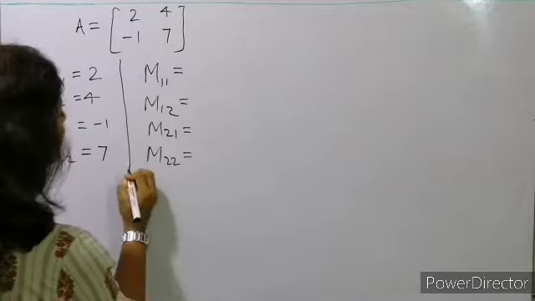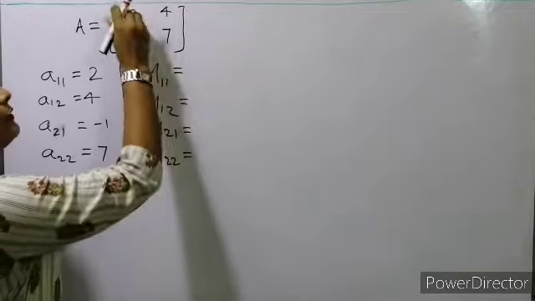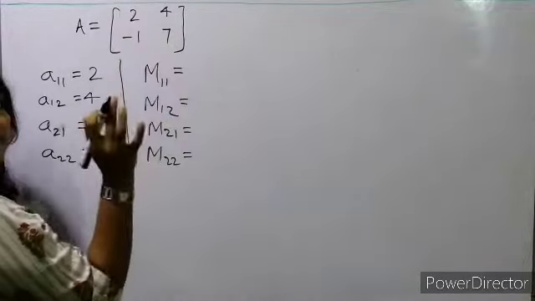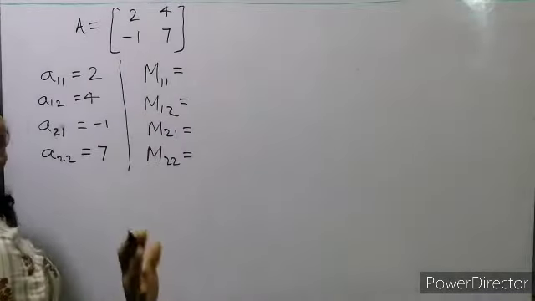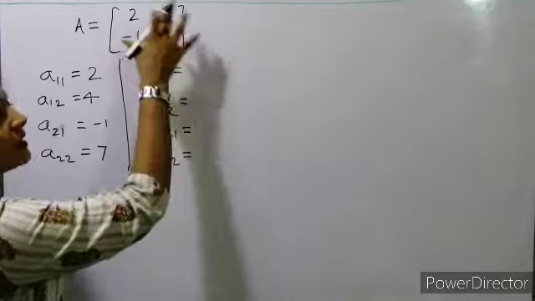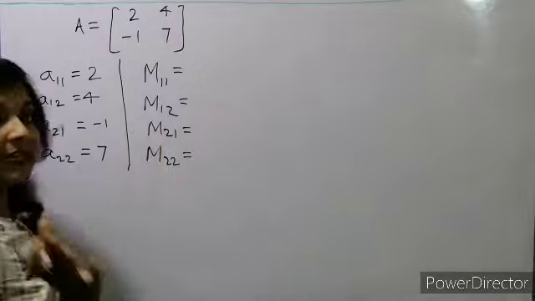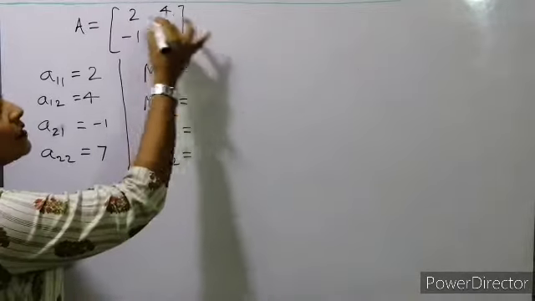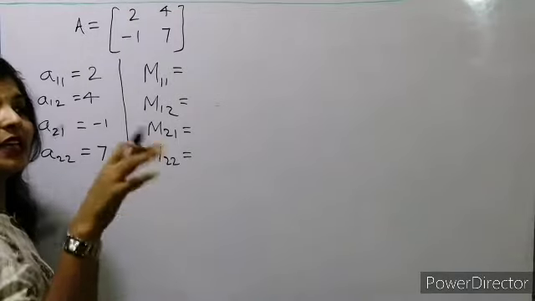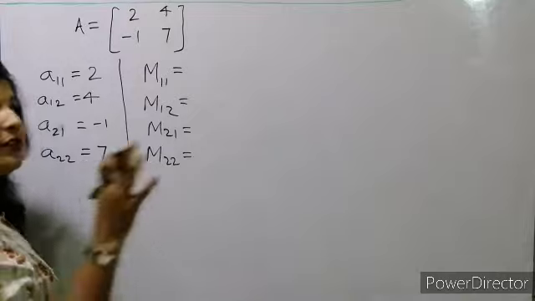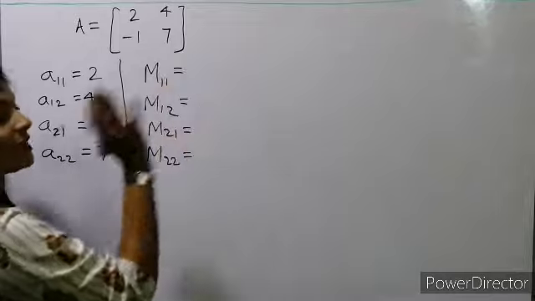So what are minors? For M11, we take this number, leave this row and this column, and what is left is the minor. In this case it is 2 by 2, so only one element will be there. In case of 3 by 3, when we remove that row and that column, we get a 2 by 2 determinant and we find the value of that determinant. We'll see that further. Just try to understand here what a minor is.